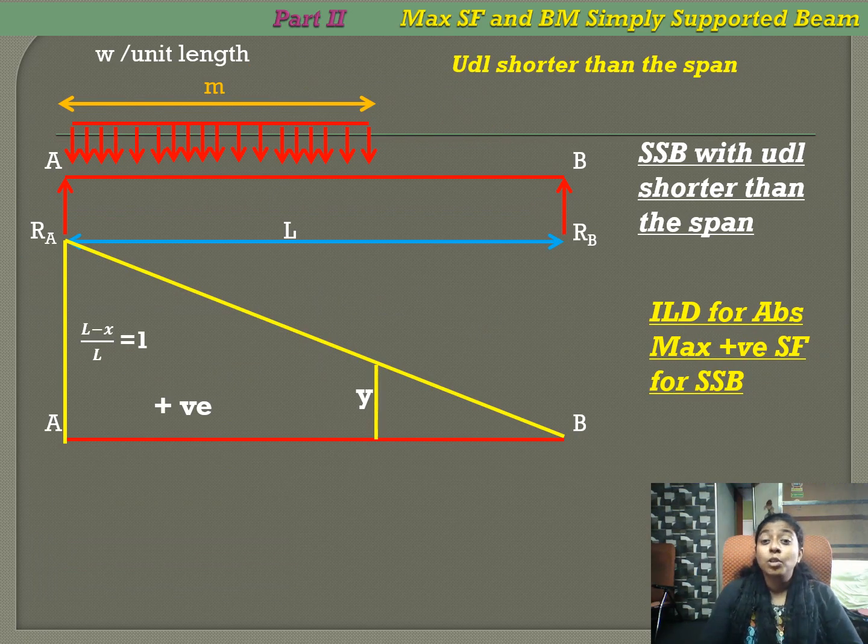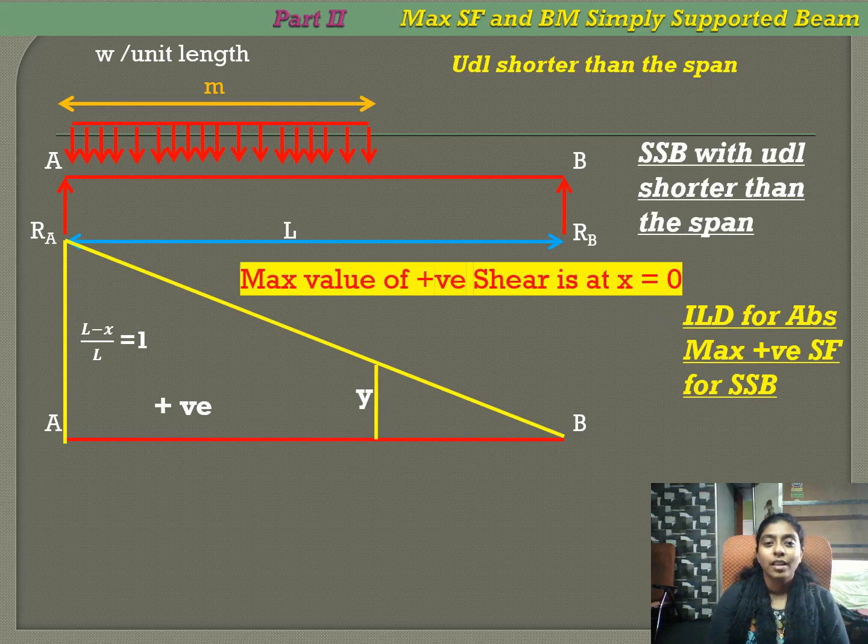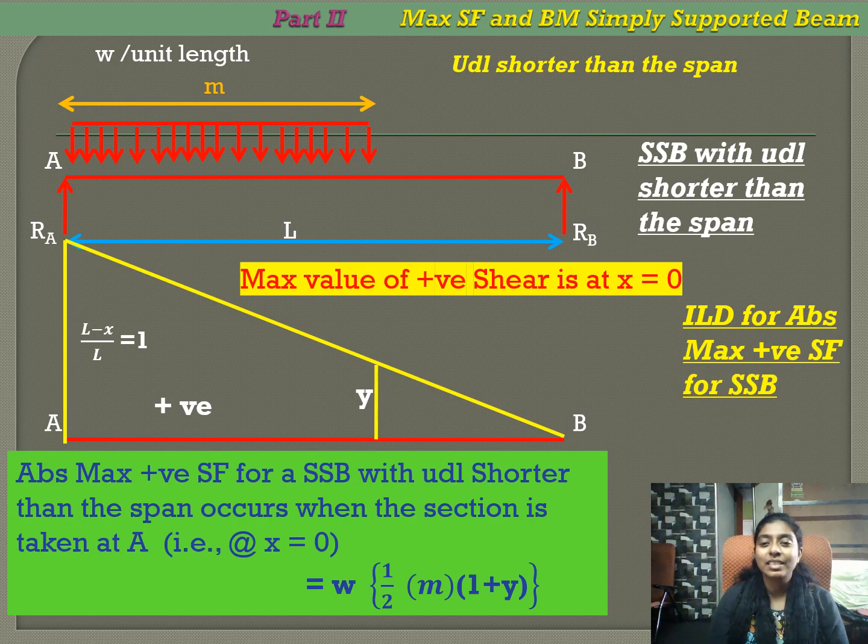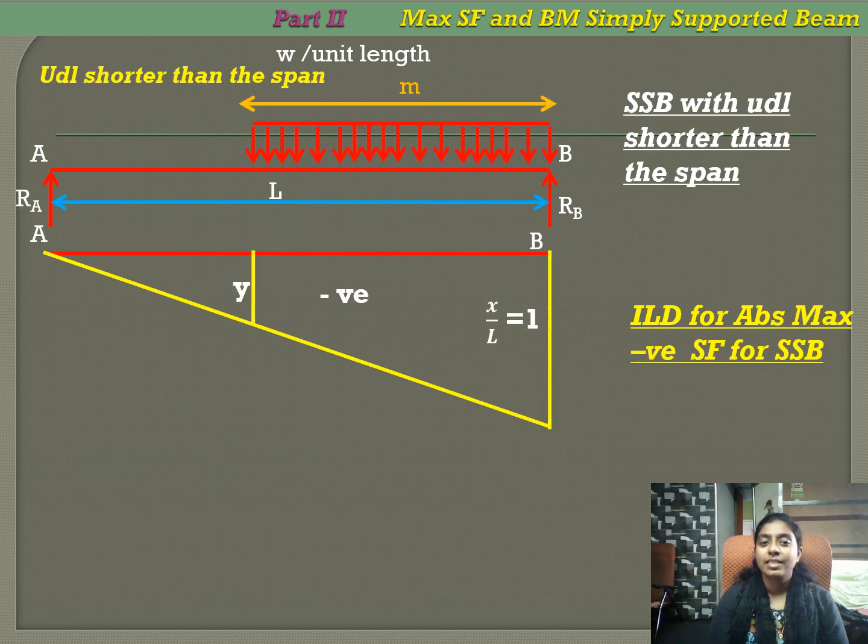Now we will have absolute maximum positive shear force and absolute maximum negative shear force. So absolute maximum positive shear force occurs when the section is moved from C to A. The maximum ordinate is equal to 1. Now we need to find the ordinate under the head, that is Y. Now we can find the intensity of the absolute maximum shear force, that is load multiplied by the area under the load. Same way, absolute negative bending moment also.